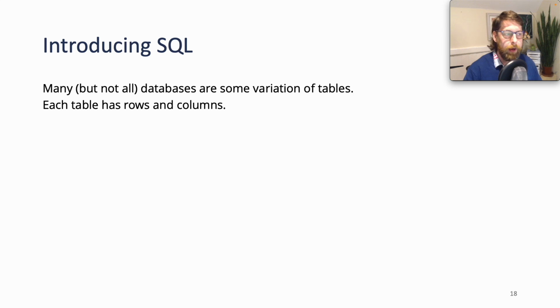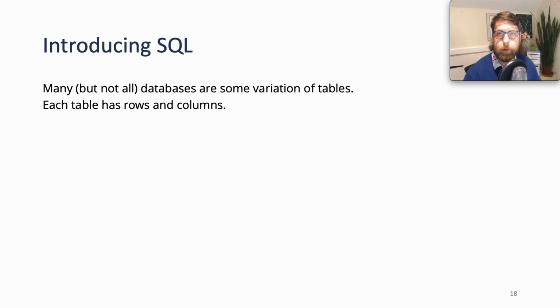Before rounding off the chapter, I wanted to introduce SQL. So many but not all databases are some variation of tables. Now, databases can be data stores in some way that are not premised on tables. As you know, we can store data in a tabular row and column format, but we can also store it in a nested format. So some databases like MongoDB will store things in a nested format. And there are other novel databases like graph-based databases, which will store things in a network or graph-like object. But the vast majority of databases will be in some sort of tabular format.